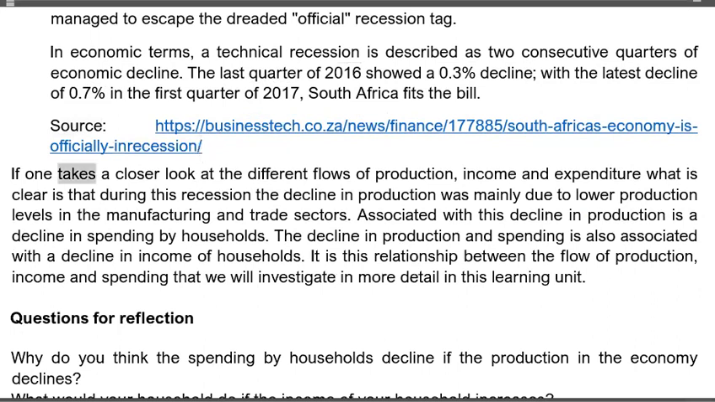If one takes a closer look at the different flows of production, income and expenditure, what is clear is that during this recession the decline in production was mainly due to lower production levels in the manufacturing and trade sectors. Associated with this decline in production is a decline in spending by households. The decline in production and spending is also associated with a decline in income of households. It is this relationship between the flow of production, income and spending that we will investigate in more detail in this learning unit.